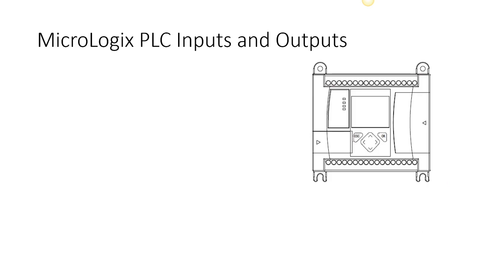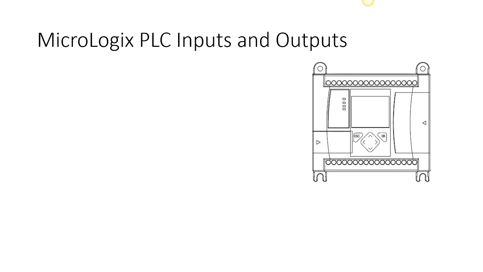So discrete states have two distinct states, on or off, open, closed, where analog has a range from 0 to 100% of scale. So those are our two different types of inputs.